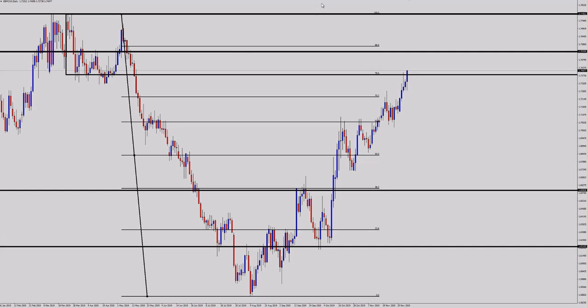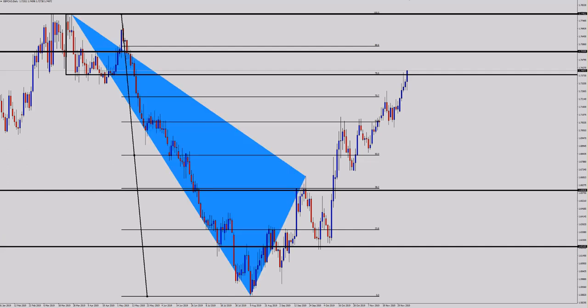So what that tells me is a potential for a bat pattern that could develop. And so that would look something like this. We'll go ahead and measure it from here. That's fine. I think on the thread, I measured it from the lower one, but it will look something like this, right up to this 886, right in here. Okay, that would be a bat pattern.